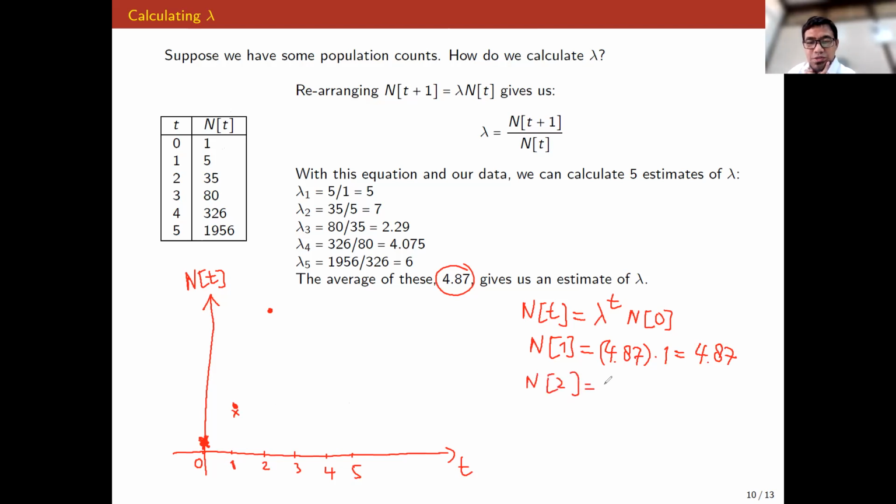For n2, you can continue these calculations: lambda to the power of 2 times n naught. N naught is 1. Just calculate this, and so on until n5. Please calculate this. Just use Excel. I think everyone can use Excel. Then plot what you obtain, and collect it in one graph so that we can compare the data and the model.